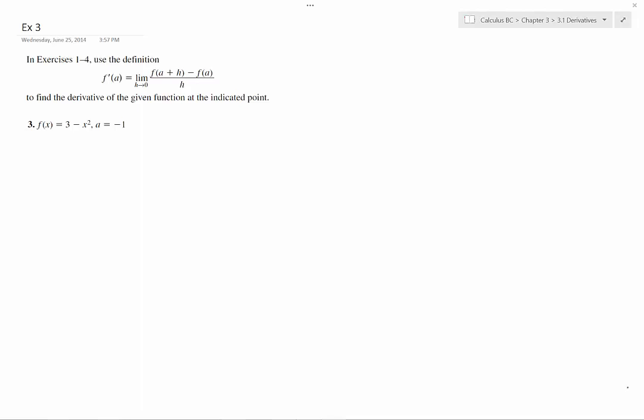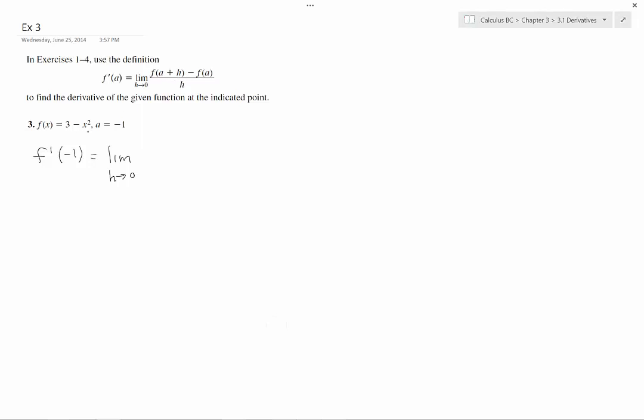This is problem number 3 from section 3.1. We are going to use this definition right here in order to determine the value of f prime, in this case of -1. Using this definition, we'll get the limit as h approaches 0 of f of a plus h.